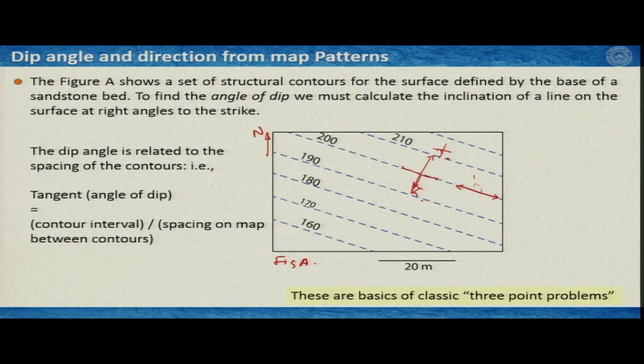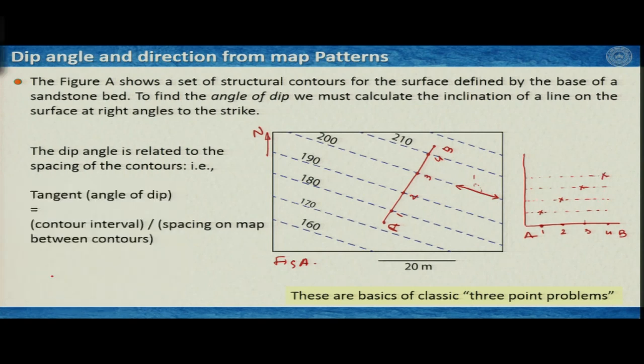Now, to figure out the dip angle, this is the section that we will be working on. You simply have to draw a line like this, say A, B, and once the scale is given, you can have this distance, and in a very similar way to the way we worked on the paper strip, you can actually figure this out. So, it first cuts 180, then 190, then 200, and then 210. Say this is 1, this is 2, this is 3, and this is 4.